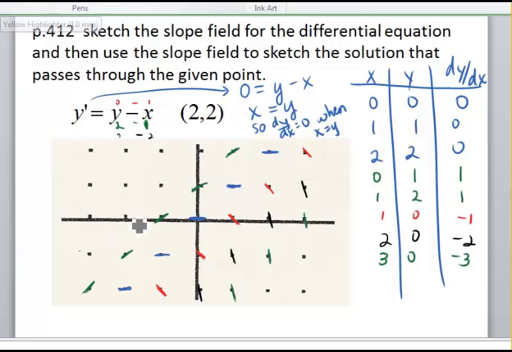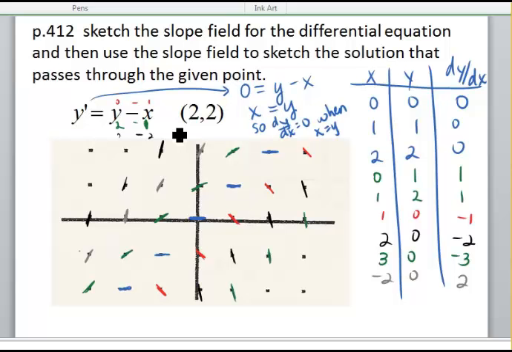If I plug in negative 2, 0, that would give me 0 minus negative 2, which would give me a positive 2. So I'd be more steep here, maybe not quite that steep. And then negative 3, 0 would be 0 minus negative 3, which would make it even steeper, a slope of 3. So you can see what this looks like.